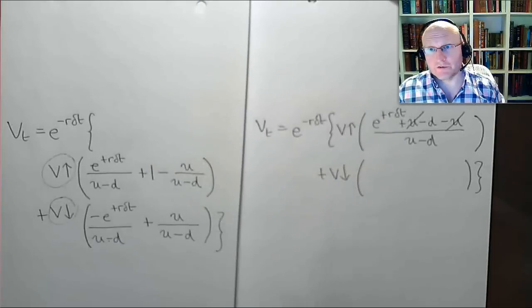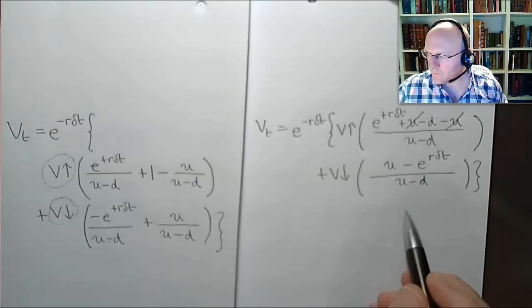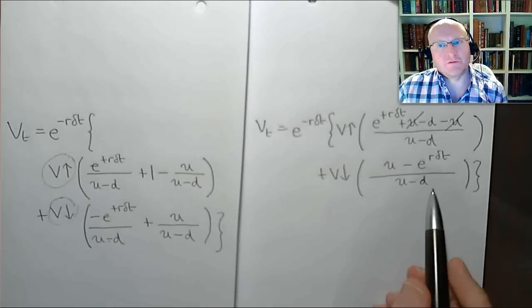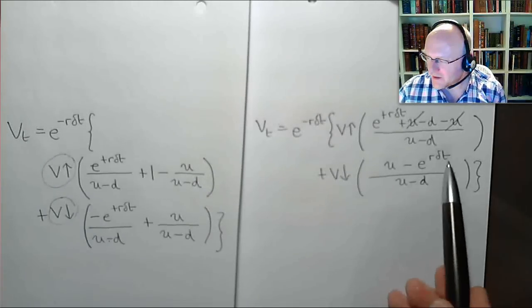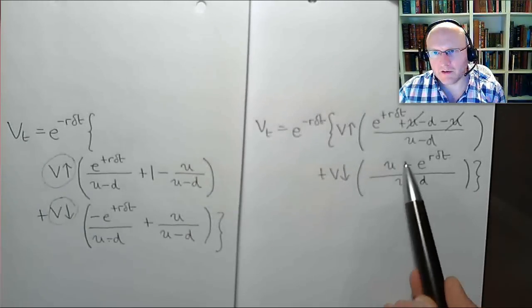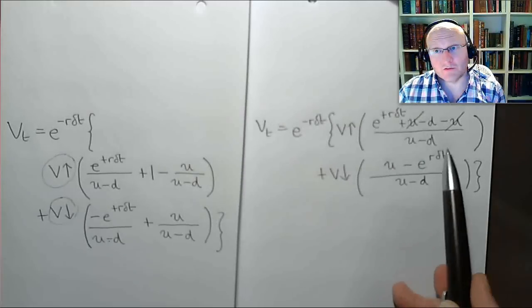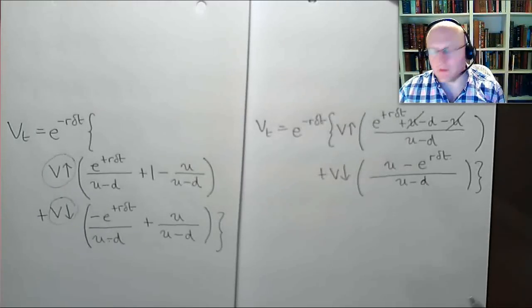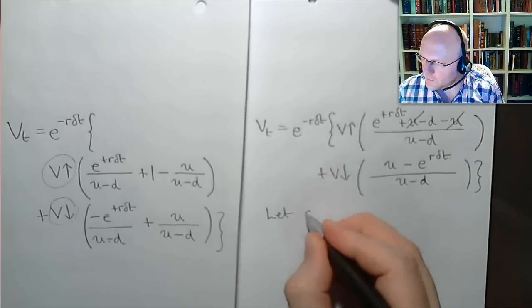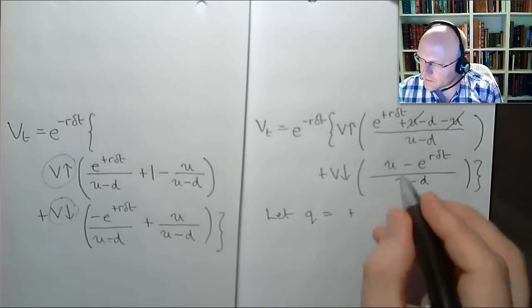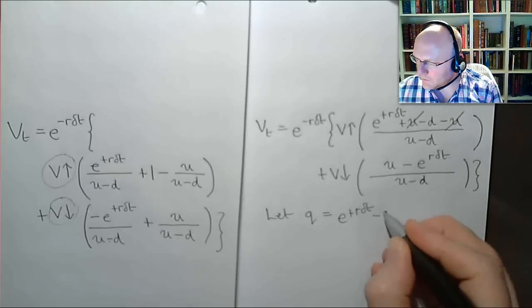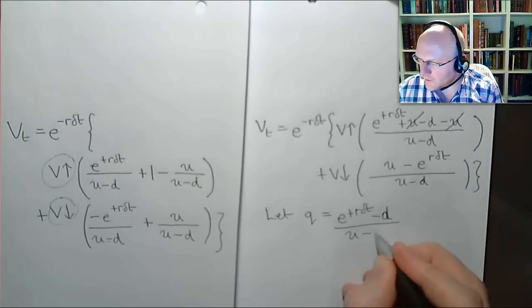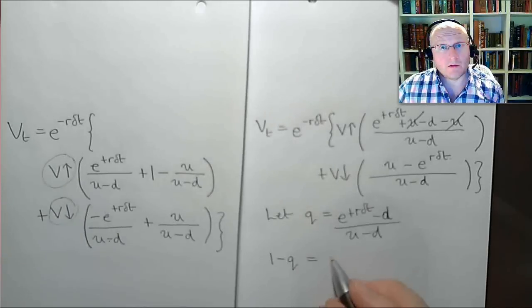Let's see what happens now with the bottom term. So also the bottom term seems to have simplified into something a lot nicer. Now it's not necessarily obvious to see this, but actually this factor in the bracket here is 1 minus this factor up here. So I'm just going to illustrate that. If I let q be this quantity on the top here, e to the plus r delta t minus down factor over up minus down factor, and then look at what we get if we calculate 1 minus q.